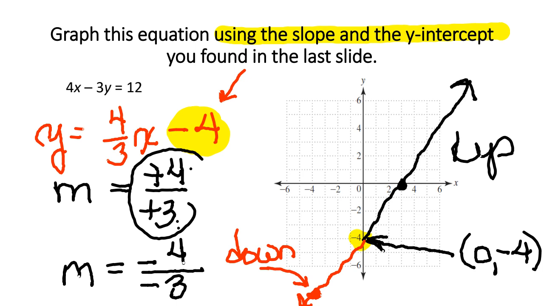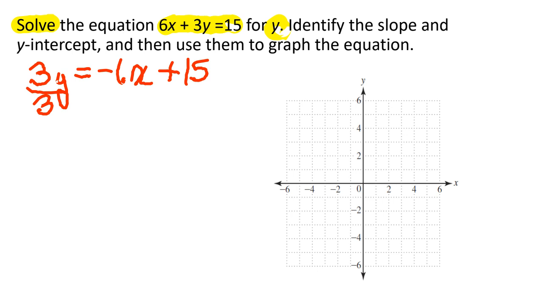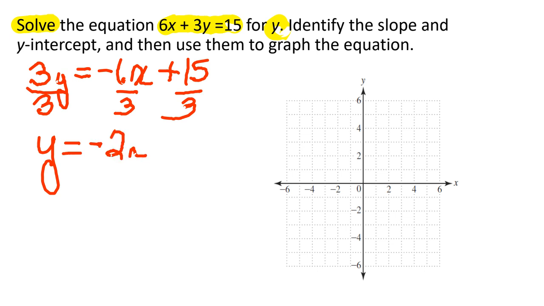Now, we're going to do another one. Okay. Now, first off, they want me to use this equation, and they're telling me to solve it for y. Okay, this is 3y is equal to negative 6x plus 15. I'm dividing by 3. This gives me y is equal to negative 2x plus 5. This is my equation.